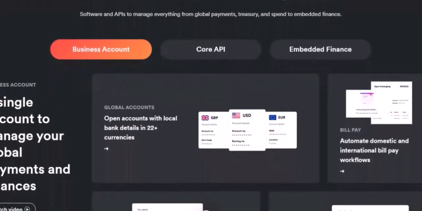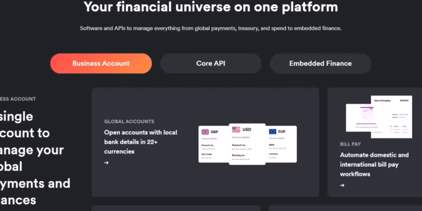The global account is a game changer for businesses operating in the global market. By simplifying international financial transactions and reducing costs, it empowers businesses to grow and succeed. So, if you're looking to streamline your financial operations and expand your business globally, Airwallex's global account is worth considering.